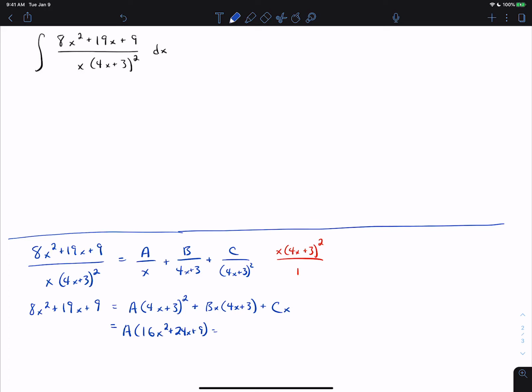We're going to distribute the bx, and so we get 4b, I don't know why I'm putting equals there, that should be plus, but we should get 4bx squared plus 3bx, and then cx, and we get on the left 8x squared plus 19x plus 9. We distribute the a, we get 16ax squared plus 24ax plus 9a plus 4bx squared plus 3bx plus cx.